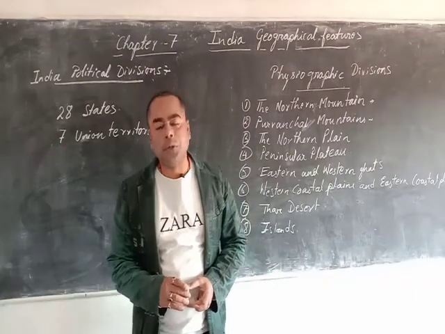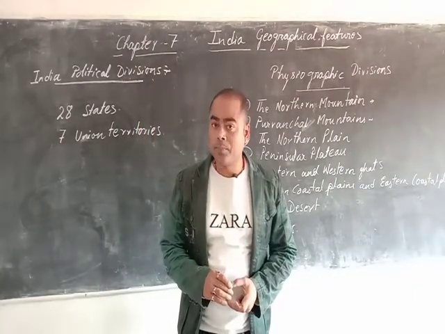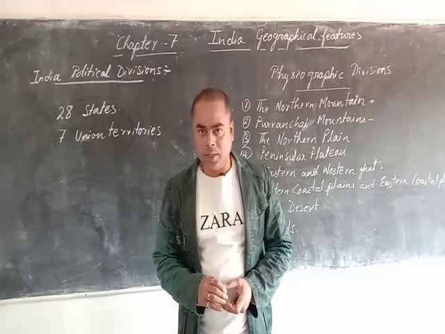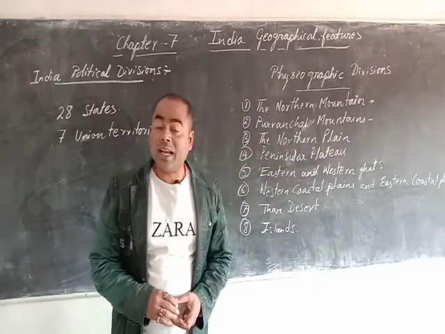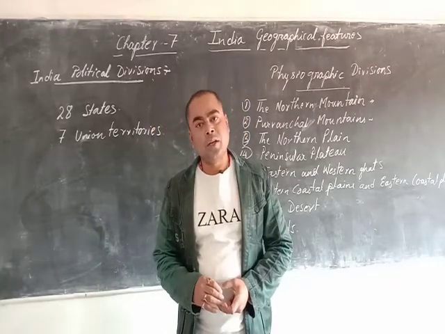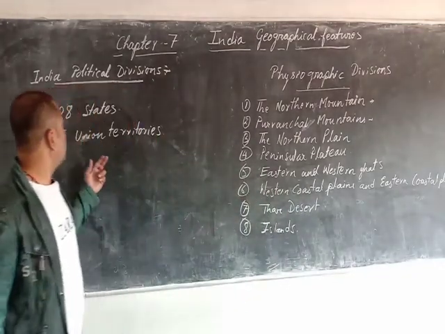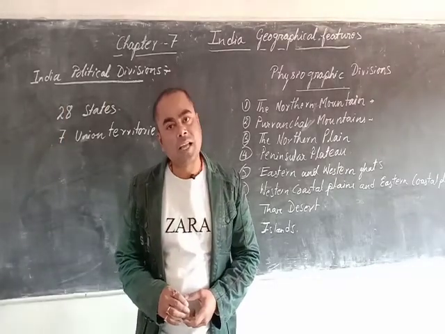Today we are here with continuation of our chapter number 7, Geographical Features of India. In this chapter we have already discussed the extent and location of India along with the size. Now today we are going to learn about the political and physical divisions of India. So India is a vast country with 28 states and 7 union territories, with New Delhi as its capital.